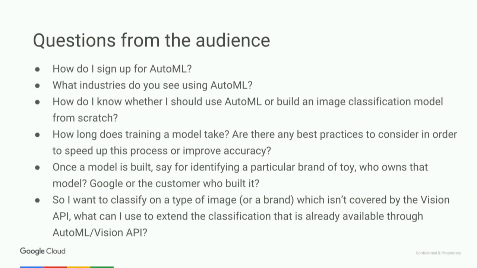Okay, let me read the next one. How do I know whether I should use AutoML or build an image classification model from scratch? That's a good question. What AutoML excels at is image classification. You give it a lot of labeled images, and it's able to output a label or a tag for that image. But let's say you want to do something a little more complex, like identify bounding boxes in your image. So you want to say, this is a specific product that our company builds, and we want to identify where we're seeing it in an image with a bounding box.